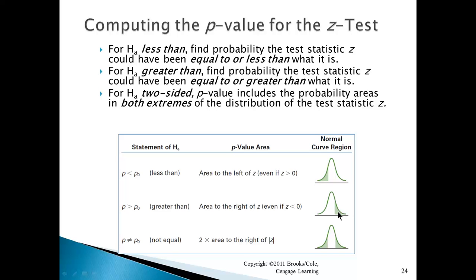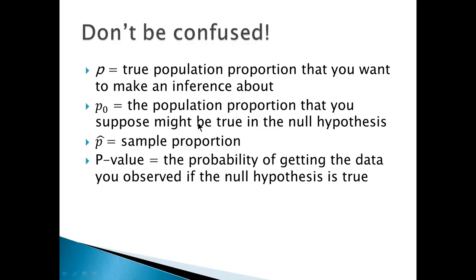So here are the summary steps. State the null and alternative, compute the z-statistic, find the p-value, make a decision to reject or not reject the null hypothesis, and then be sure to answer the original research question in clear English.